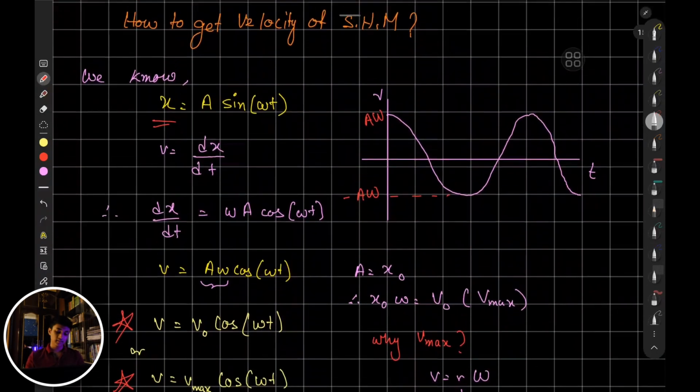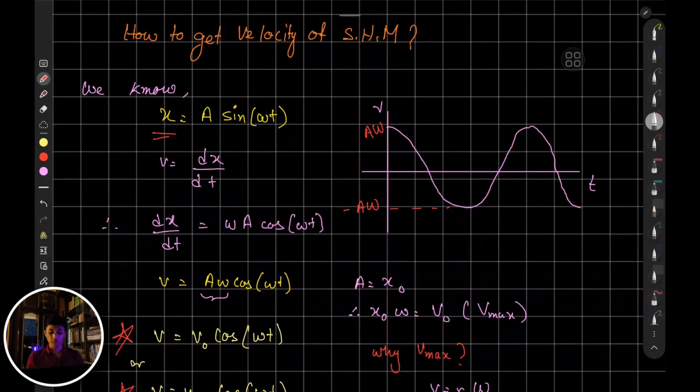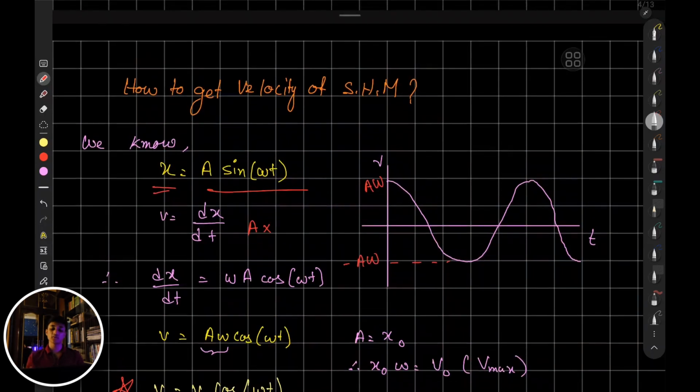Let's take the derivative on either side, and what are we going to get? We're going to get dx by dt, which is velocity, and if we differentiate this equation, we're going to get a times the sign is going to change. The sign is going to change into cos. If you don't know that, you need to revise your trigonometry and differentiation. So if you differentiate sine, it becomes cos. If you differentiate cos, it becomes minus sine.